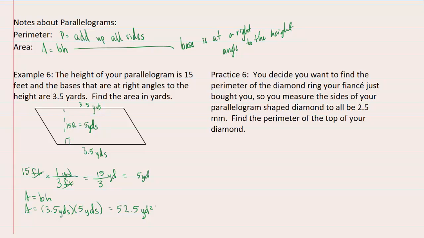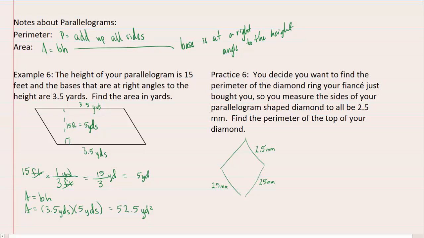Now, let's do the practice problem together. You decide you want to find the perimeter of the diamond ring your fiancé just bought you. So, you measure the sides of your parallelogram-shaped diamond to all be 2.5 millimeters. Find the perimeter of the top of your diamond. This means that your diamond must be 2.5 millimeters on all sides.